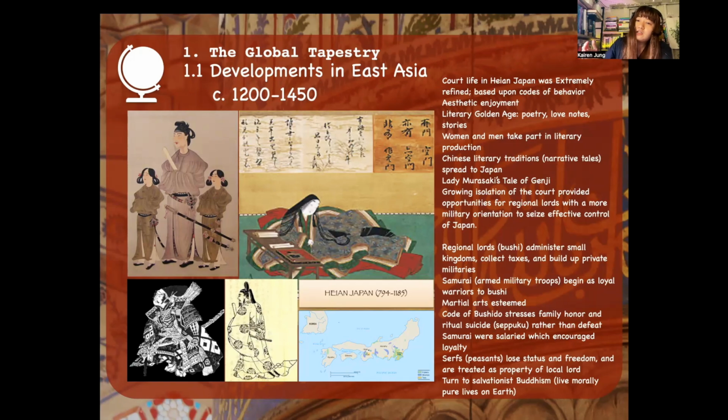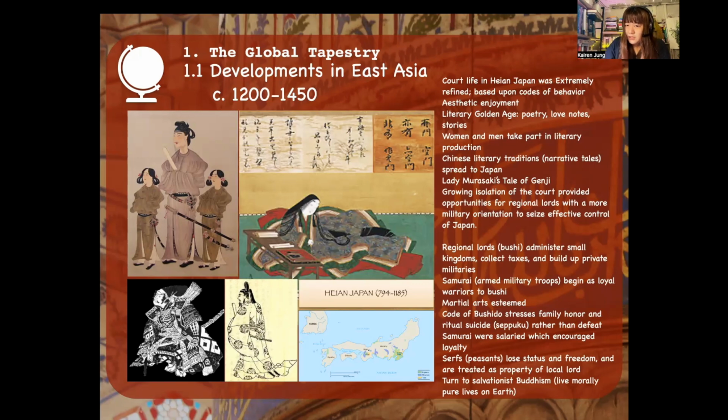But then the growing isolation of the court provided a lot of opportunities for regional lords that were more military, that were more belligerent, to seize effective control of Japan. So you had these bushi, these regional lords, administering small kingdoms, collecting taxes, and building up private militaries, very similar to what was going on in parts of feudal Western Europe at the time. You had samurai, who were the armed military troops, which you've definitely heard about, and they were salaried. They received salaries from the lords that they were pledging their allegiance to. And then they began as loyal warriors to the bushi.